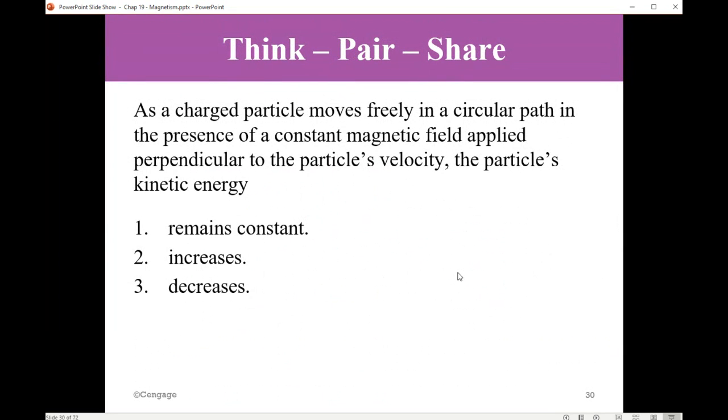As a charged particle moves freely in a circular path in the presence of a constant magnetic field applied perpendicular to the particle's velocity, the particle's kinetic energy, we have three suggestions: remains constant, increases, decreases. Recall that the kinetic energy is equal to half mv squared, and the magnitude of v does not change because the acceleration is always perpendicular to the direction of the velocity. So it will not change the magnitude of the velocity, and because of that, the kinetic energy remains constant.